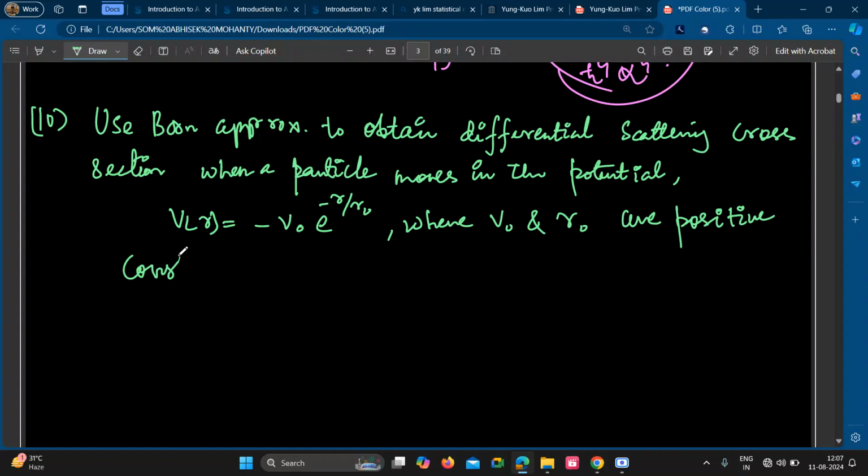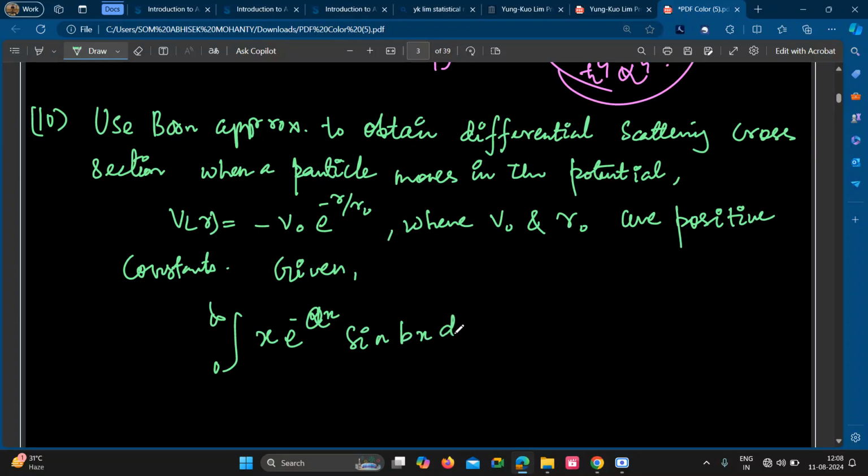Okay, positive constants are given. Again, the integration from 0 to infinity of x exponential minus alpha x sine bx dx is given, along with its value. Again, you have to write it down also in your integration formula notebook, with alpha greater than 0.